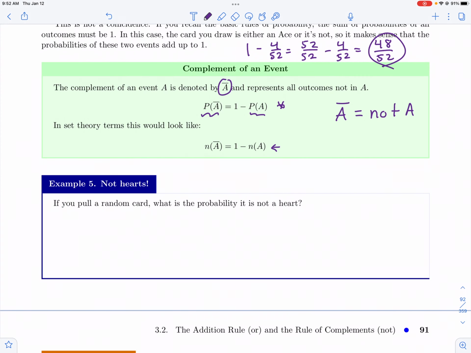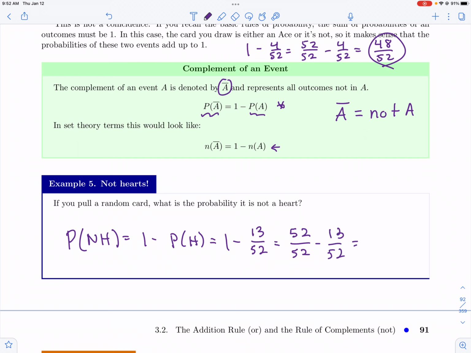In this case, the probability of not a heart is going to be 1 minus the probability of a heart. Since there's 13 hearts in our deck, we're going to get 1 minus 13 over 52, changing our 1 into a fraction. We end up with 39 over 52.